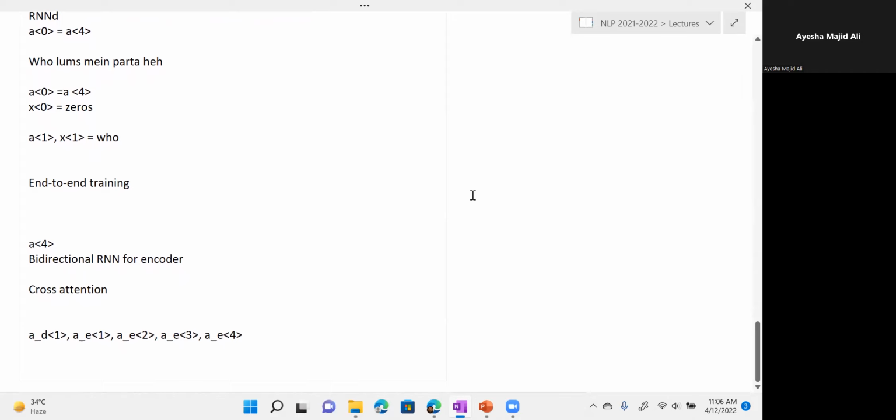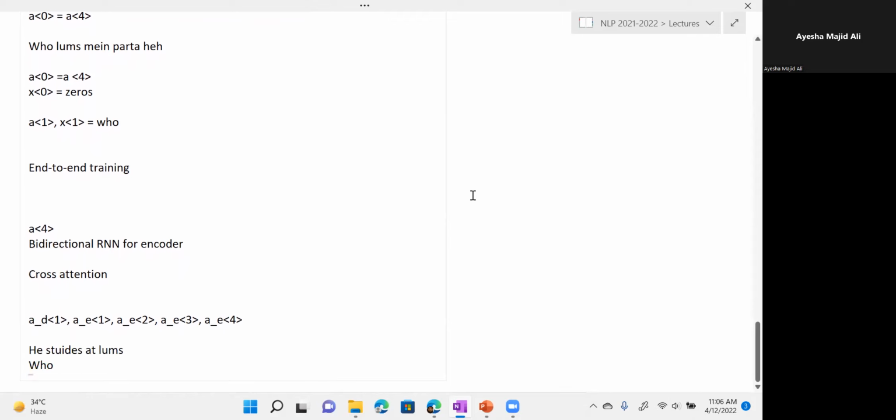So for example, we had, he lives, sorry, he studies at LUMS, he studies at LUMS, right. So of course, LUMS in English is the last word, LUMS in Urdu is the second word, right. So self attention or cross attention in this case would be able to track such relationships. And we allow this to be done adaptively as part of the training process using the cross attention mechanism.